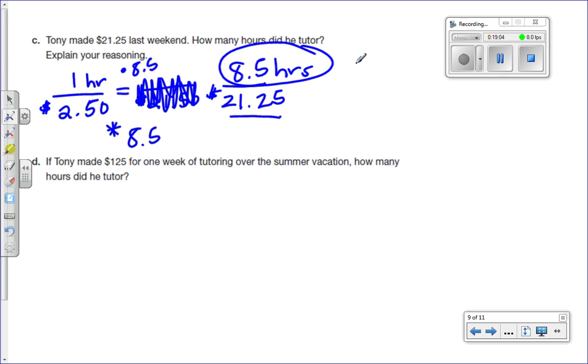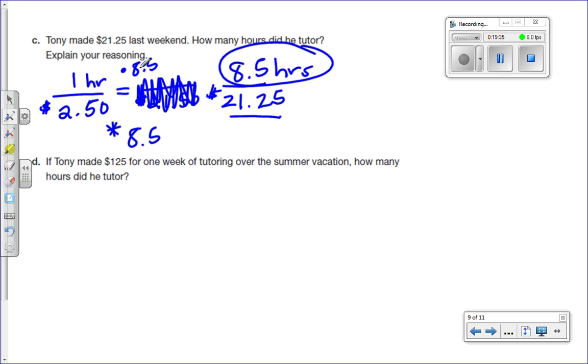You could have also, instead of using a proportion and finding what you're multiplying by here, used the table, and you could have seen that he made $10 for 4 hours and then doubled that to get $20 for 8 hours, and then you see that he earned $1.25 for 0.5 hours, so you would just add the 4 plus 4 plus 0.5. All of that information is found in the table.